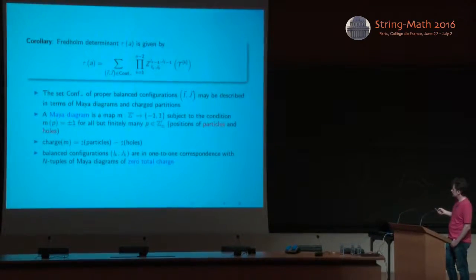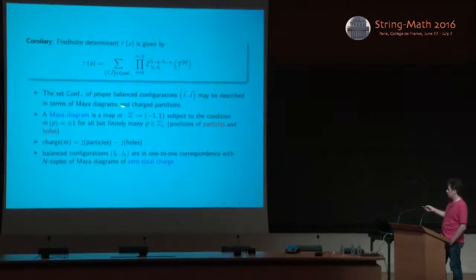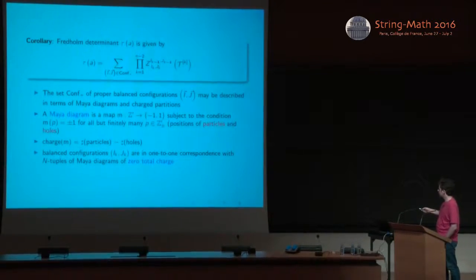To make it even more familiar, let us now describe this set of balanced configurations, IJ, in terms of Maya diagrams and charged partitions. Just to recall, a Maya diagram is a map from the half integer lattice to minus one and one, which is subject to the condition that M of P is plus one for all but finitely many positive half integers and the reverse for negative half integers. The values of P for which the map M is different from plus or minus one are referred to as positions of particles and holes. And the charge of M is the difference between the number of particles in the diagram and the number of holes.